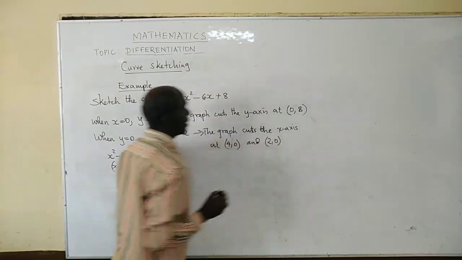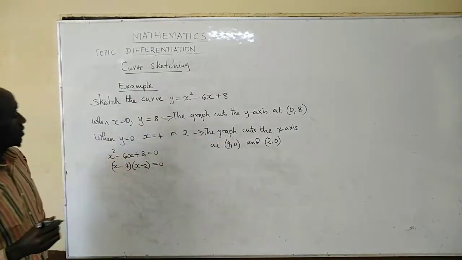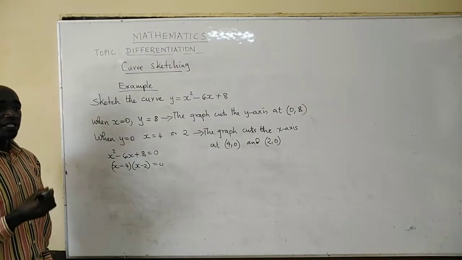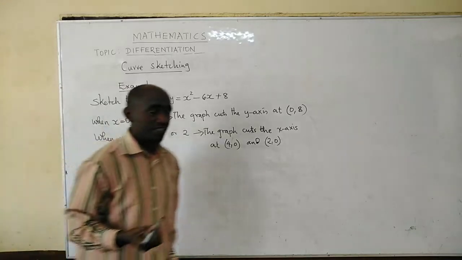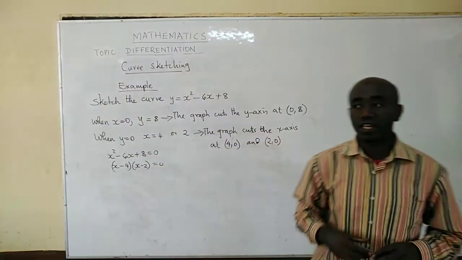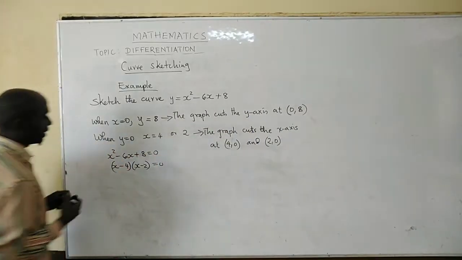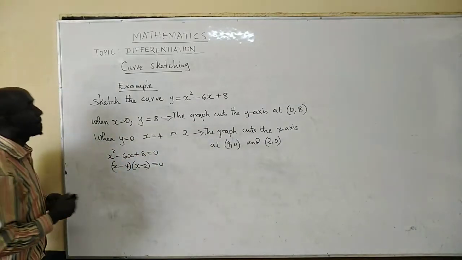The graph will cut the x-axis at (4, 0) and (2, 0). So we have obtained the points at which the graph cuts the x-axis and the points at which the graph cuts the y-axis. What about the stationary point? Let us find the stationary point quickly.